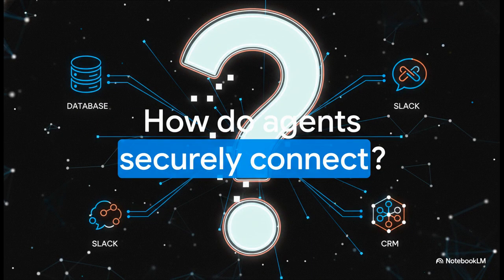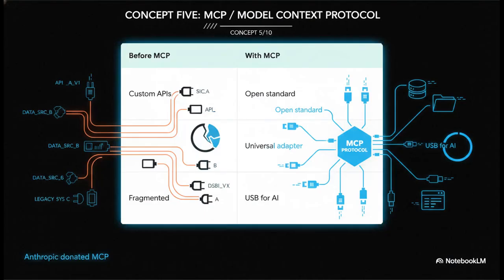Okay, but how does an agent securely talk to my database, my Slack channel, and my CRM without me having to build 100 custom APIs from scratch? Because honestly, that sounds like an absolute integration nightmare. It definitely used to be, but that is exactly where Concept 5 comes in, MCP, or the Model Context Protocol.